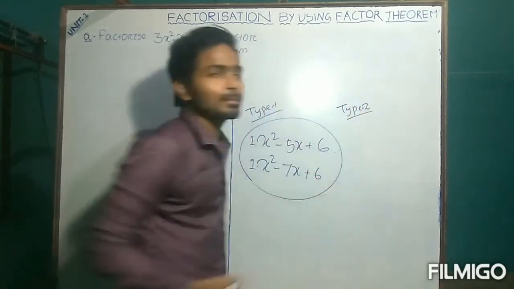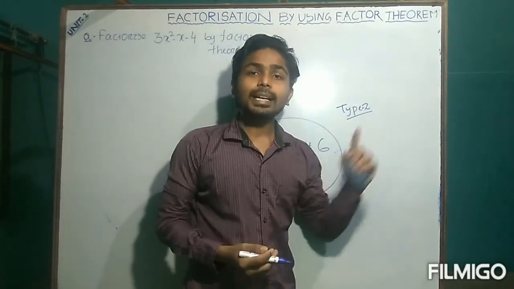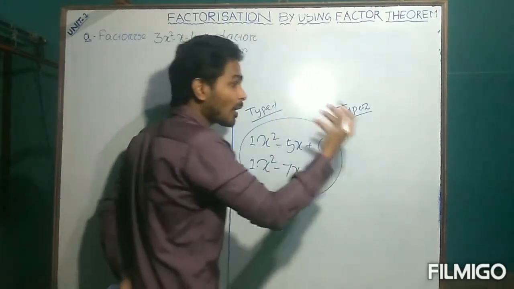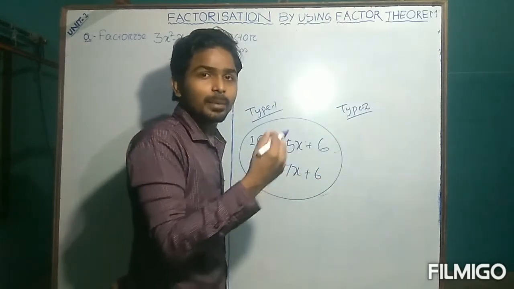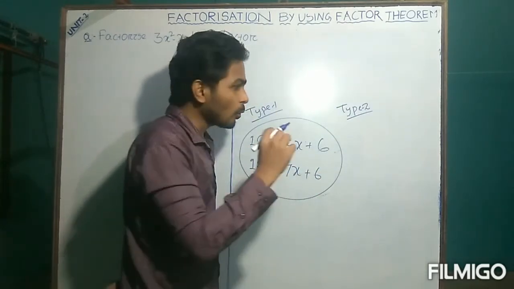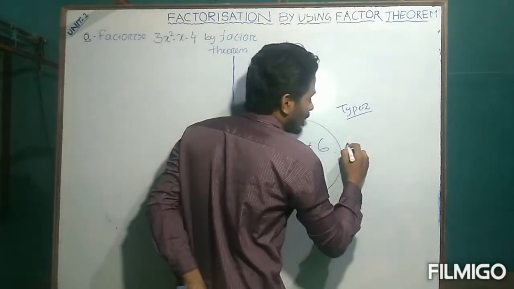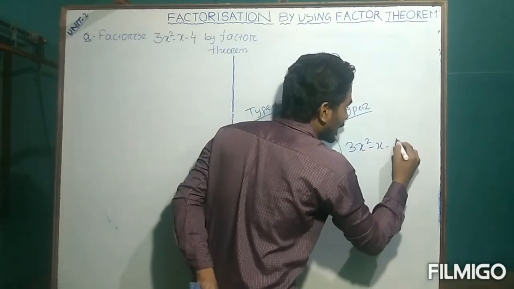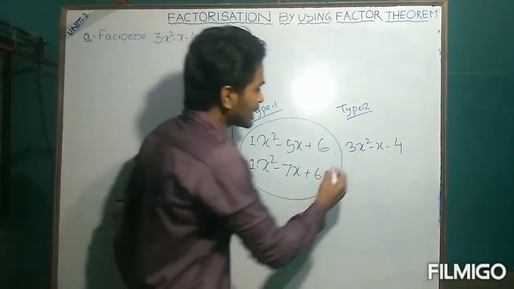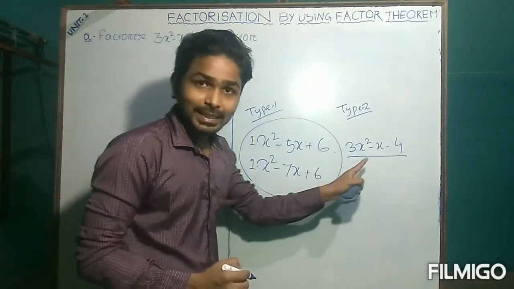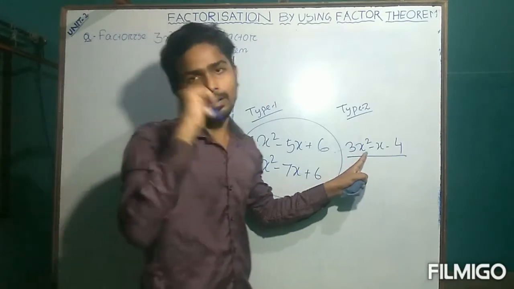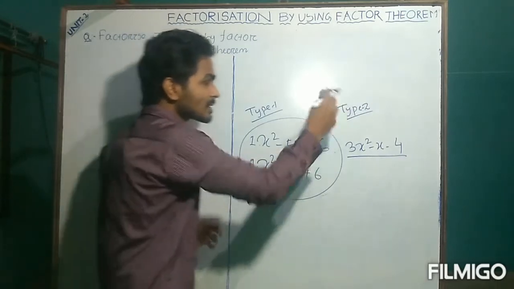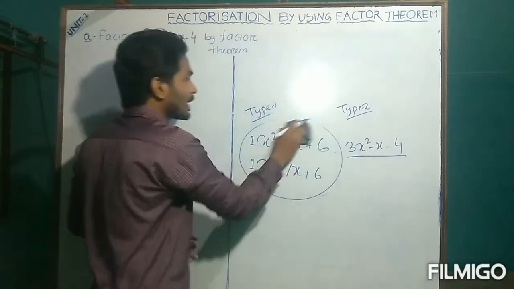Type 2 examples. What are type 2 examples? In type 2 examples we factorize a quadratic polynomial whose coefficient of x square is not 1. For example, we can take 3x square minus x minus 4. See, this is also a quadratic polynomial, but in this case the coefficient of x square is not 1, it is 3. Clear? So let us start with such type 2 examples. How can we factorize them?